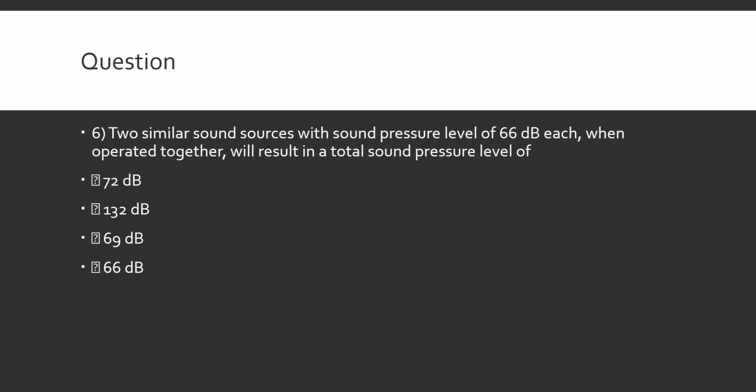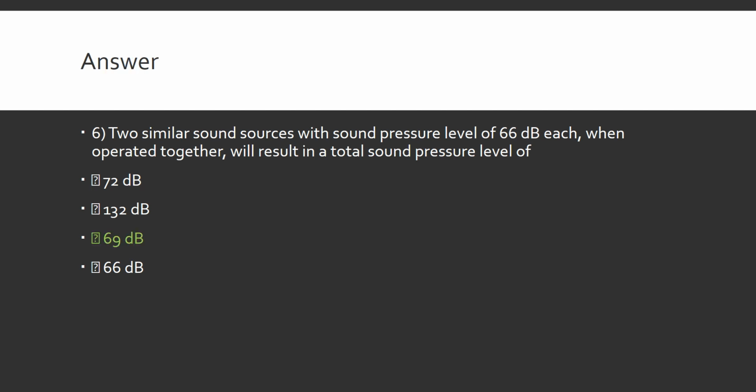But as we spoke a few minutes back, when you have two similar sound sources of equal sound pressure level, the resultant sound pressure level increases by 3 decibels. So in this case, the two 66 decibel sound sources will result in a sound pressure level of 69 decibels.